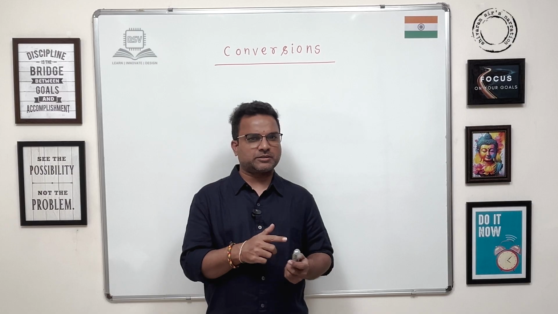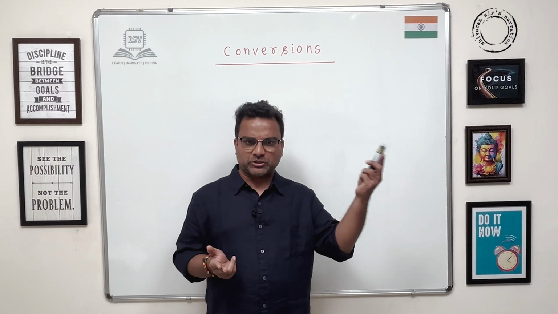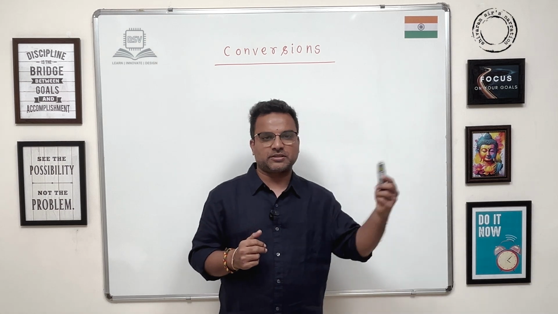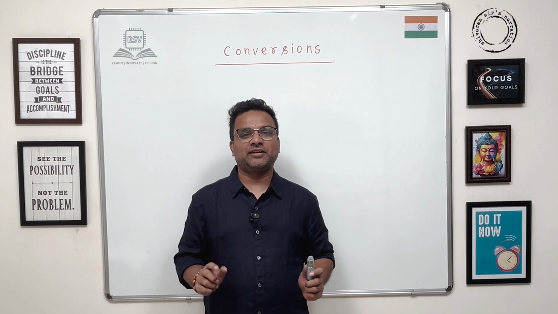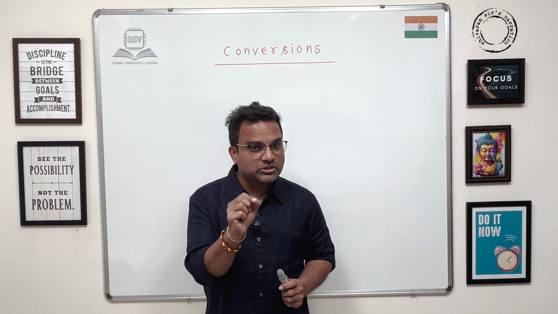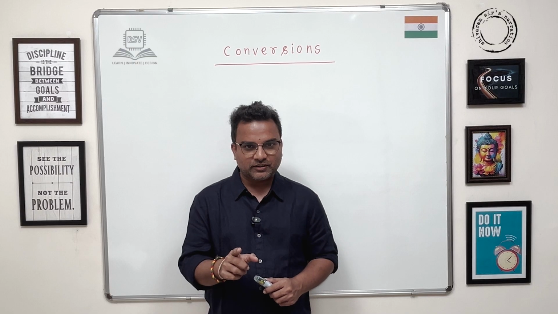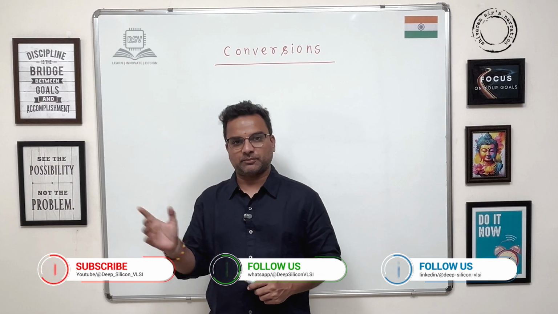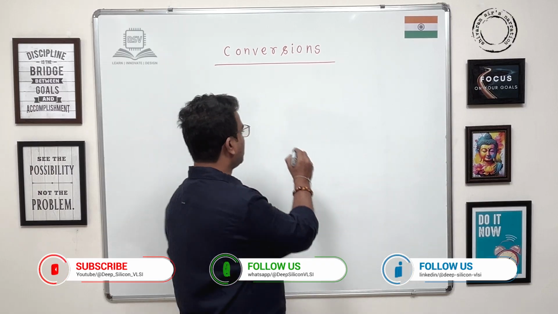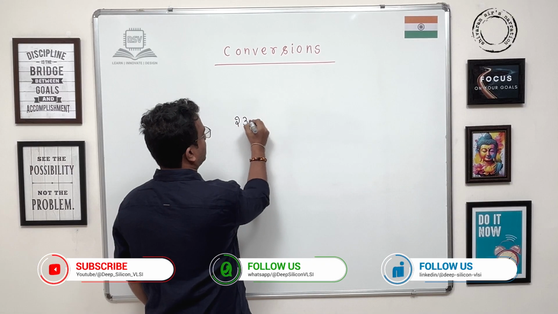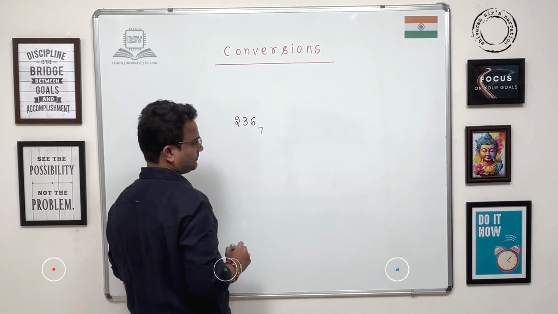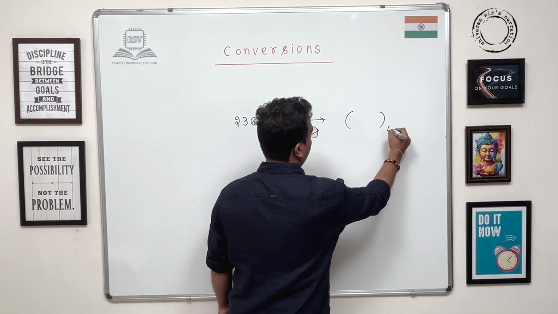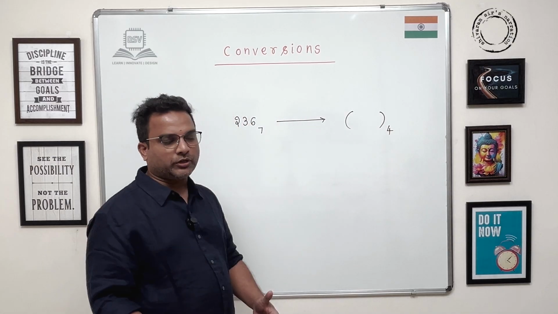Binary to decimal, decimal to octal, octal to base 7 number system, base 3 number system to base 6 number system. But don't worry, we will teach you a two-step procedure through which you can convert any one number system to another number system. Say, for example, 236 base 7. I want to convert this to base 4 number system. How can you do it?